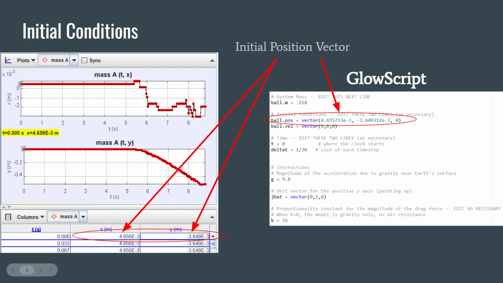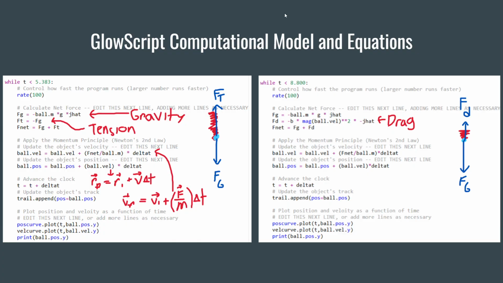So here's our initial conditions. This is the initial position vector from tracker, and we use that in the GlowScript code. This is the Slinky's mass. And then here's our GlowScript model. So we use GlowScript so that we can have a computational model for the bottom of the Slinky's motion, since it can be tedious to find the position in real life.